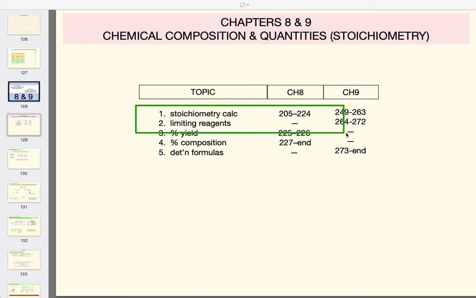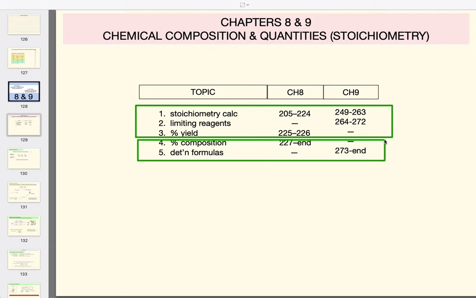One is stoichiometry itself. Because Zumdahl spreads it over two chapters, I wanted to teach that topic all at one time. And then finally, the second general grouping of questions is going to be called percent compositions, and I'm going to teach those last. So now let's consider stoichiometry.